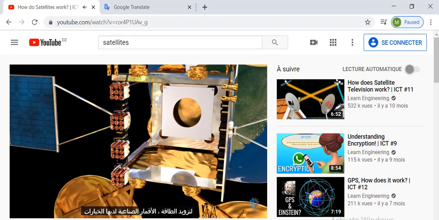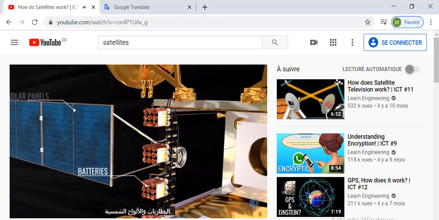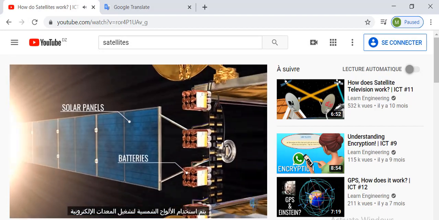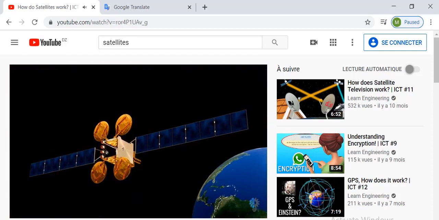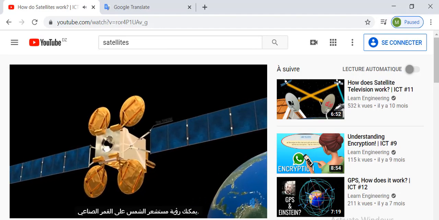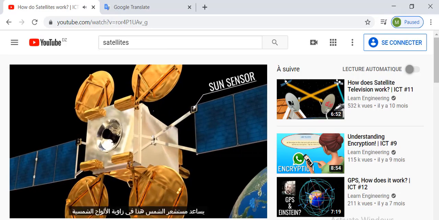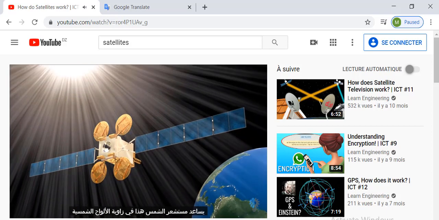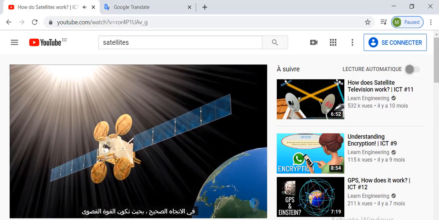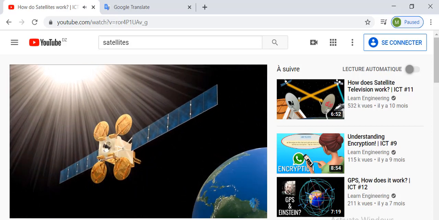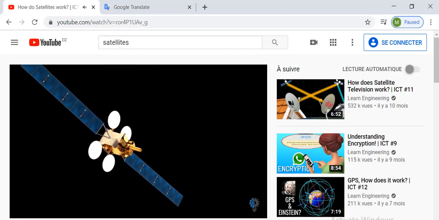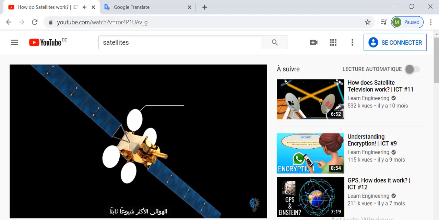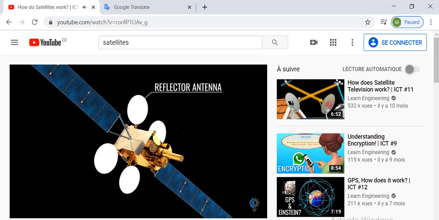For power supply, a satellite has the options of batteries and solar panels. The solar panel is used to power the electronic equipment, but during an eclipse time, the batteries are used. You can see a sun sensor on the satellite. This sun sensor helps to angle the solar panels in the right direction so that the maximum power can be extracted from the sun. Now, let's see how the transponder receives the input signal from the antenna. The most common antenna fixed to satellites are reflector antennas.